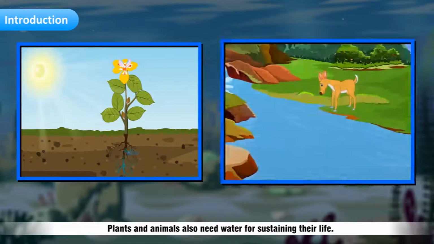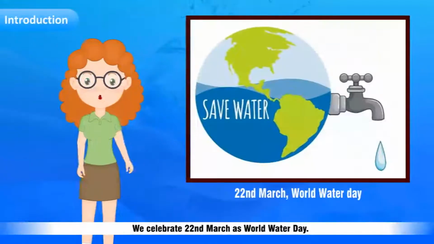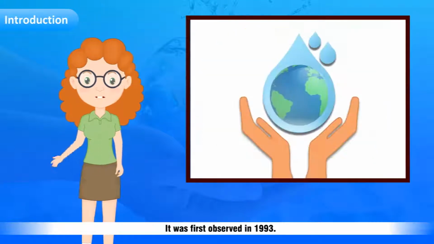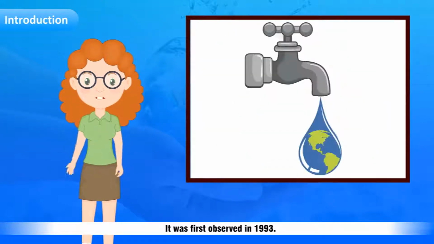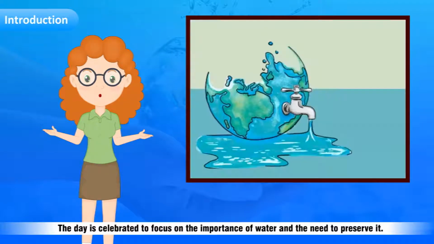Plants and animals also need water for sustaining their life. So, we can say that life is not possible without water. We celebrate 22nd March as World Water Day. It was first observed in 1993. The day is celebrated to focus on the importance of water and the need to preserve it.